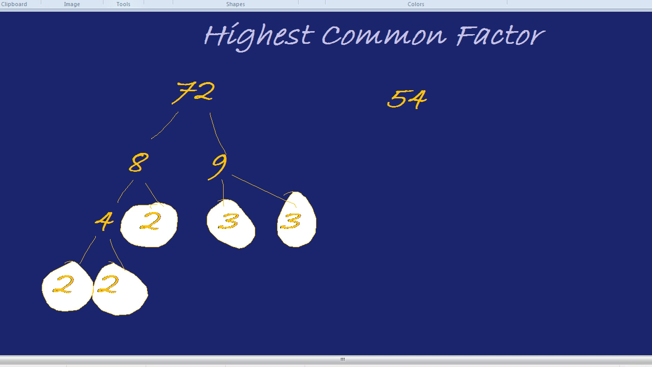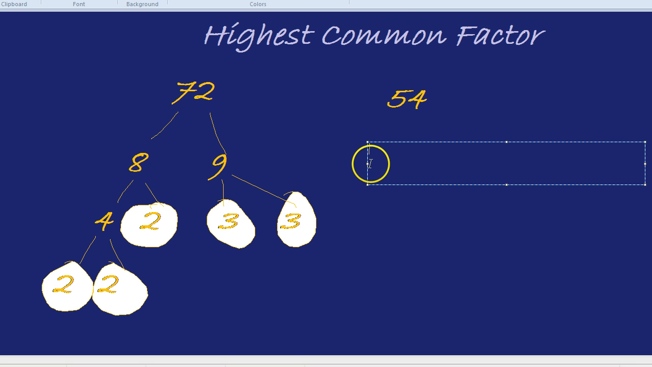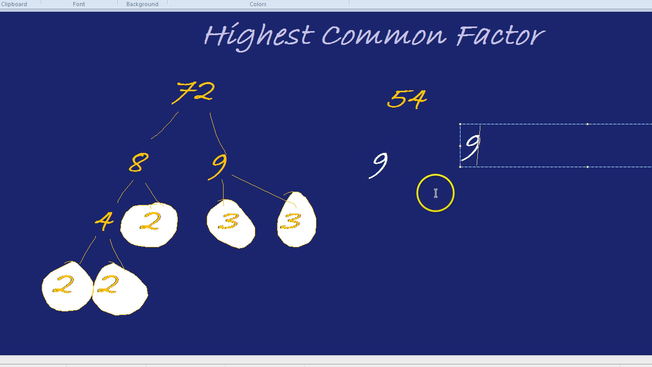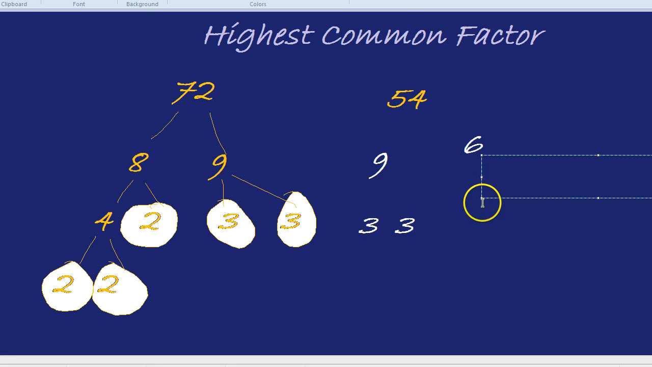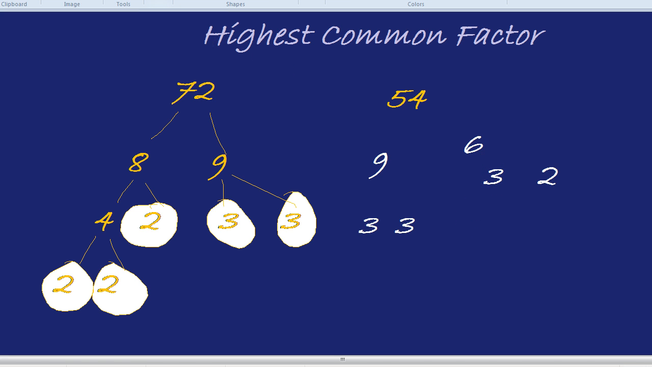I'd do the same thing for 54. 54 is 9 times by 6. 9 is 3 times by 3. Don't need the times really. And 6 is 3 times by 2. Draw the lines. Circle the prime factors. And we're almost there. Let's highlight the prime factors. That's nice.